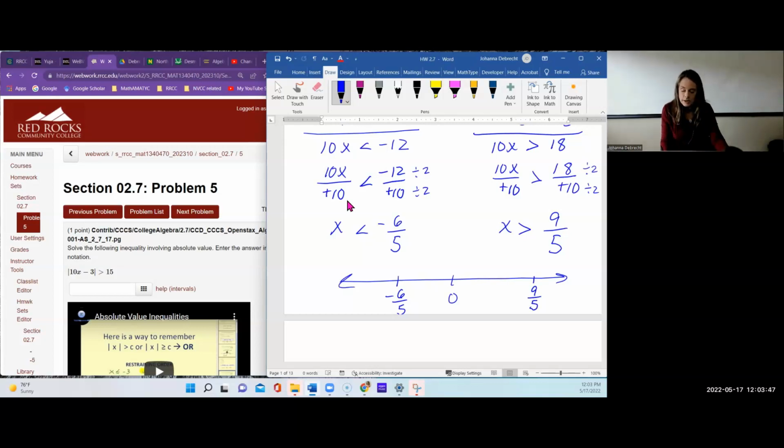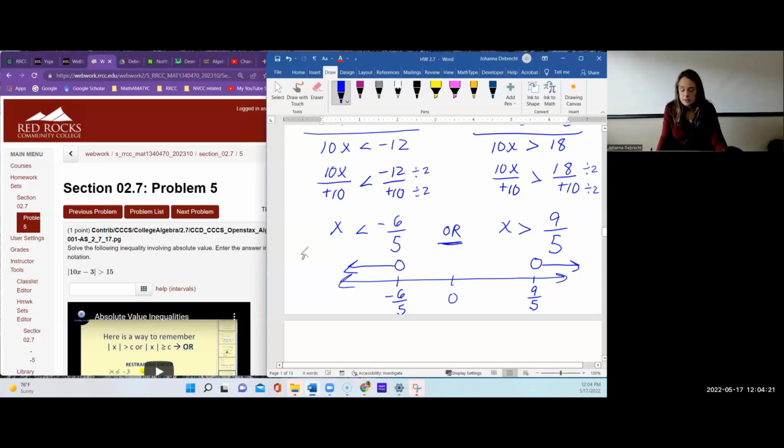Now, how could x be less than negative 6/5 or greater than 9/5? And the answer is it has to be an or. It can't be in both places at once. The places aren't connected. So in this case, it could be to the left on the little end of the symbol. So I would draw an empty ball at negative 6/5 and go to the left. Or it's on the wide end, so we go to the right of 9/5, empty ball, and to the right.